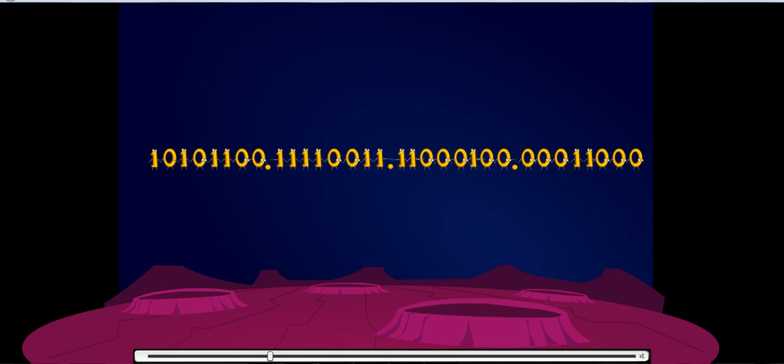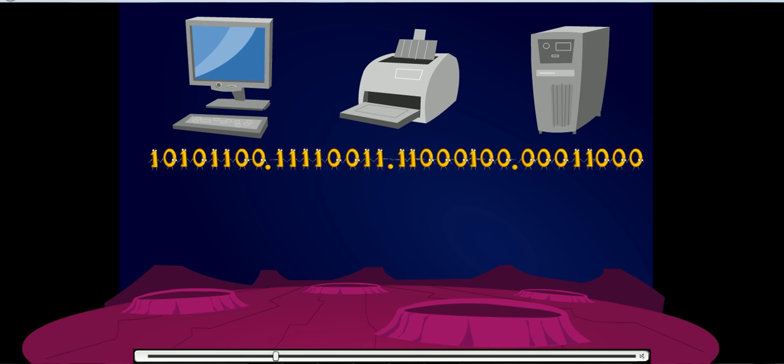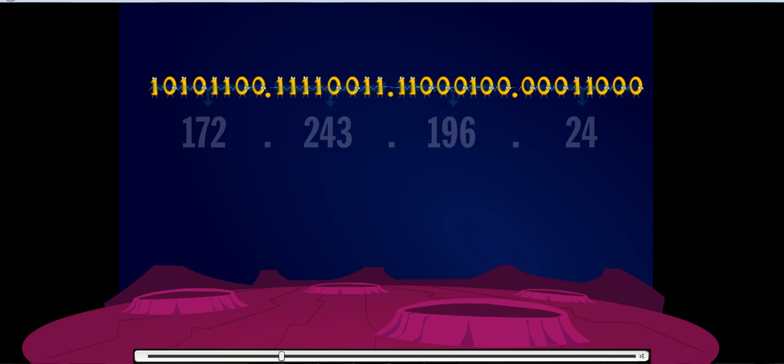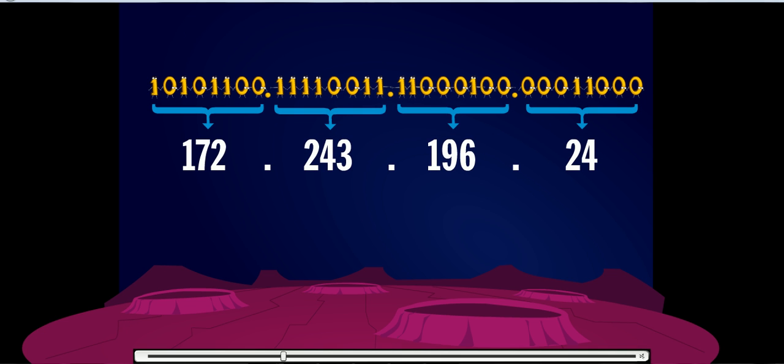4 octets make up an IP address, which is used to identify devices on a network. For example, a computer, printer, server. All of these have individual IP addresses that are in the form of 4 octets. These can easily be translated into decimal form as well.